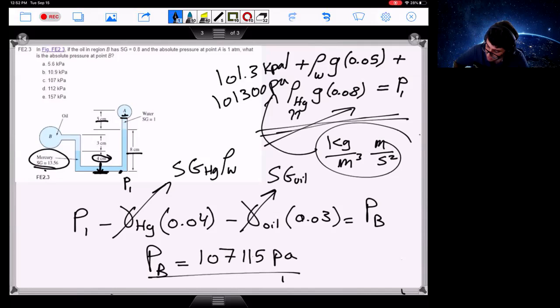Times rho W, right? Not gamma W. Or actually it is gamma, right? Yeah, it should be gamma W. Yeah, you're right. It is gamma W, and this is gamma W. Because SG times density of water will give you density of mercury. But SG times gamma of water will give you gamma of mercury. That's the only difference.